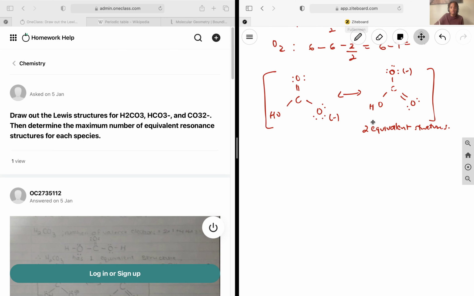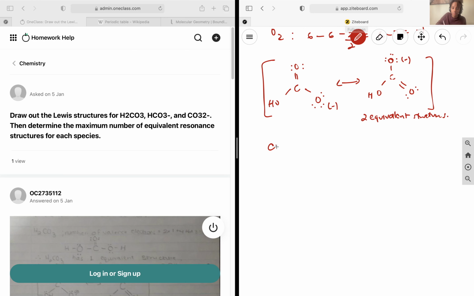Okay, and then last up we have HCO3 minus. Let's count our valence electrons. We're going to have 4 plus 3 by 6 plus 2, and that is again going to give us our 24 electrons to play with. And so now let's write out our structure. Okay, and then let's start with single bonds on each and filling in the octets of the oxygens.